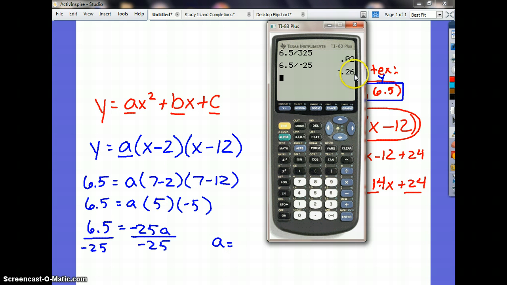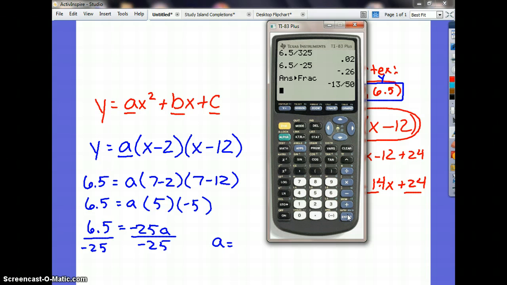Now, if it ends, like negative 0.26, that is okay to use for my coefficient a because it's not repeating. It's not going over and over again. It's not like a fraction like 1/3. If it happens to be a fraction that you don't know and you can work with, the simple way to do this is to take this answer, go to math, and transfer it into a fraction. I get a negative 13/50.